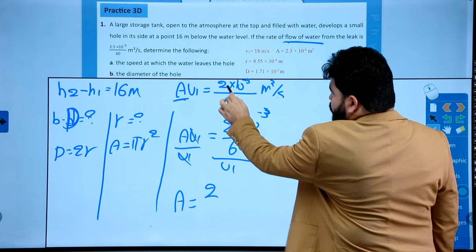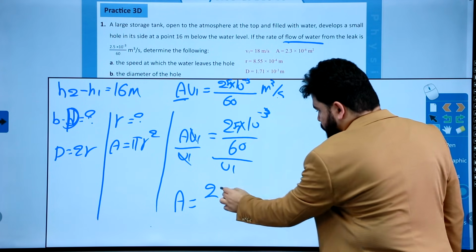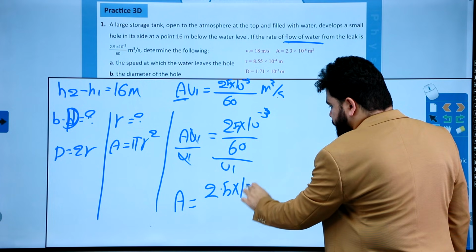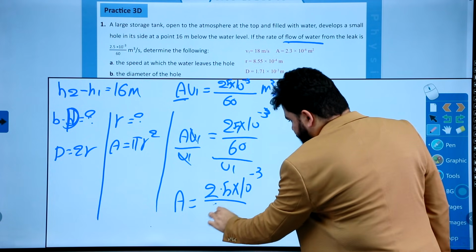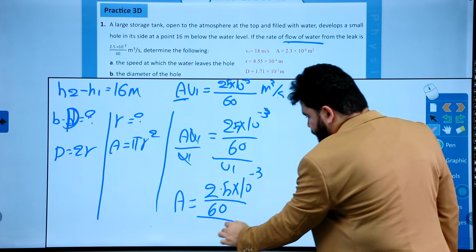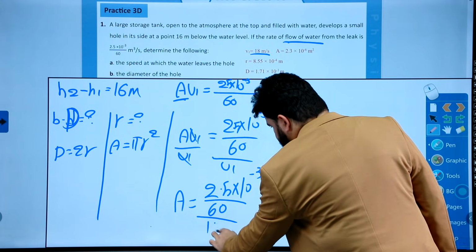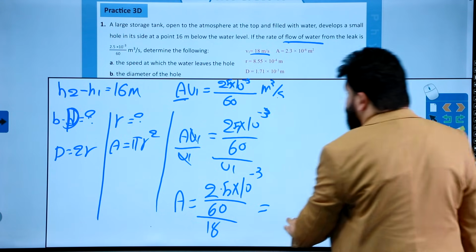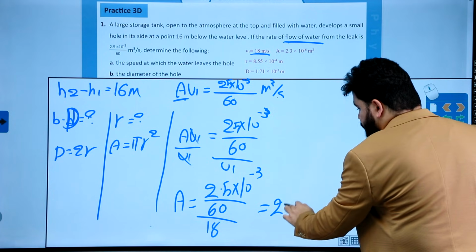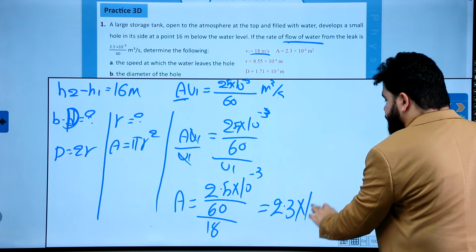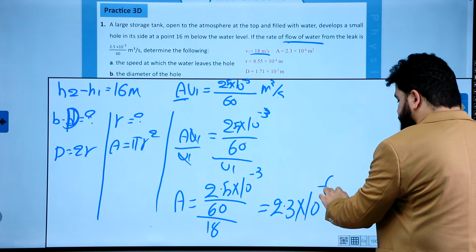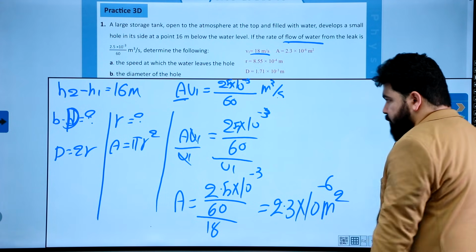A is equal to 2.5. Be careful. 2.5 times 10 to the power of negative 3 divided by 60, divided all by V1. We found V1, V1 was equal to 18. Now area is equal to 2.3 times 10 to the power of negative 6 meters squared.